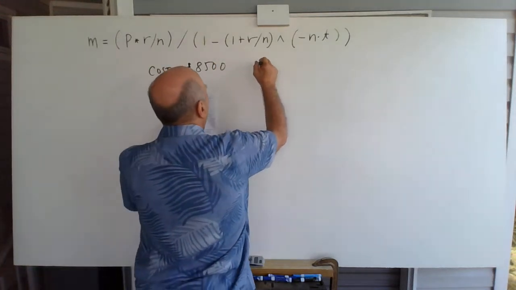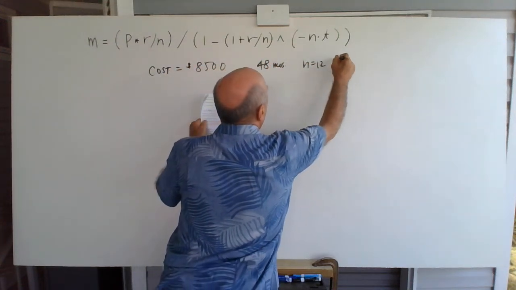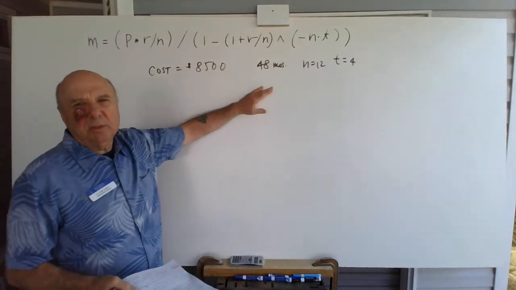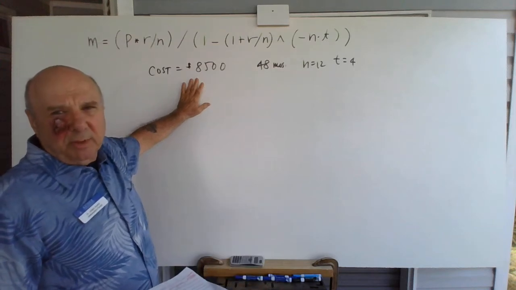She wants to do it for 48 months. So N equals 12, T equals 4. That's how we get 48 payments, obviously. Now, here we're going to introduce the idea of a down payment.